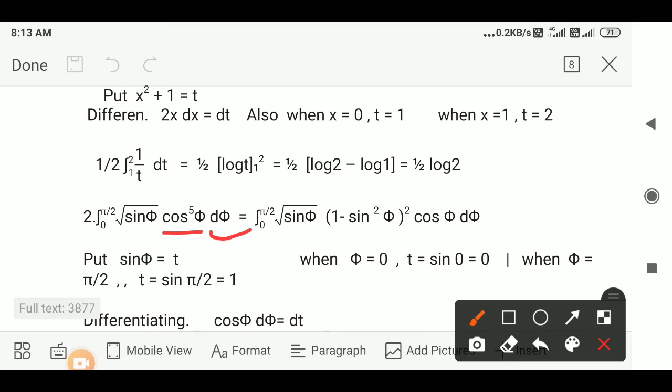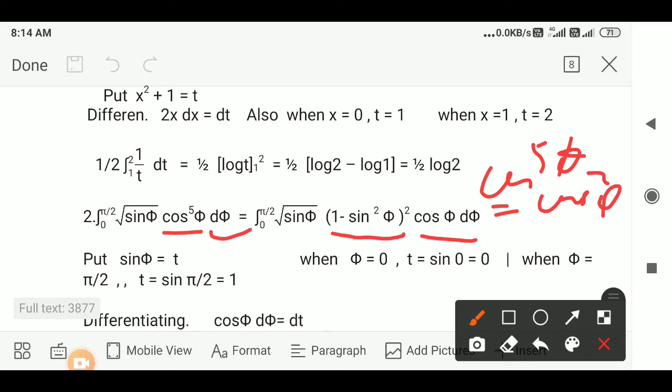Now cos square phi is equal to 1 minus sine square. So this is 1 minus sine square whole square, into cos phi d phi. Cos power 5 phi is equal to cos square phi cos phi, whole square into cos phi.